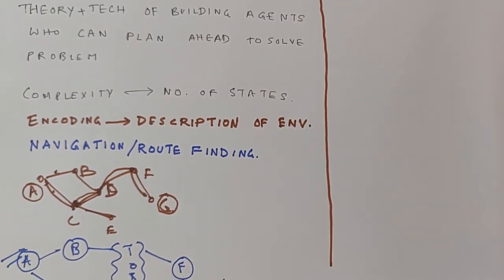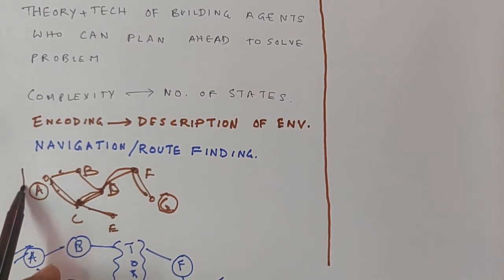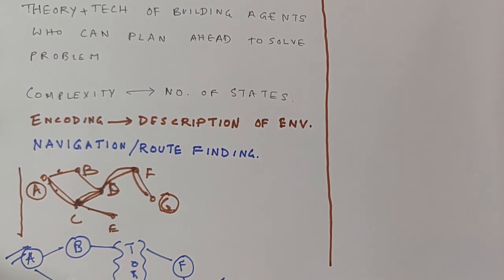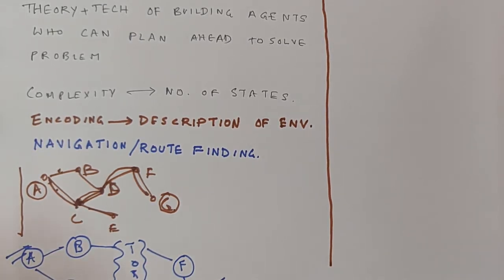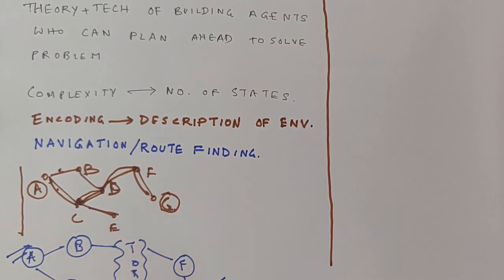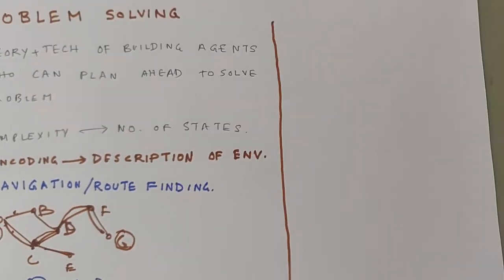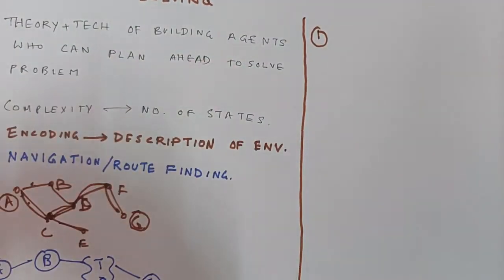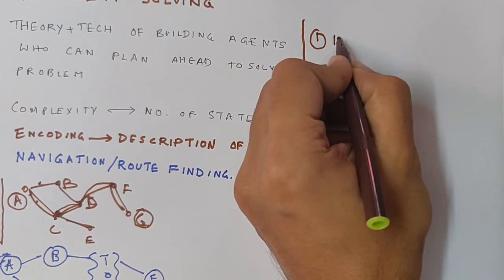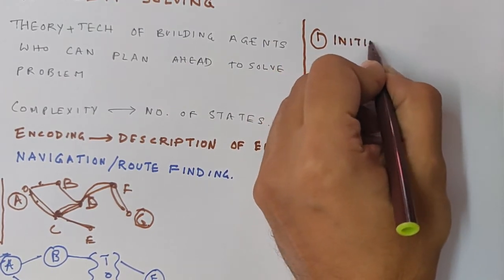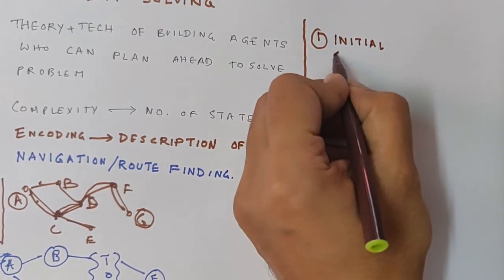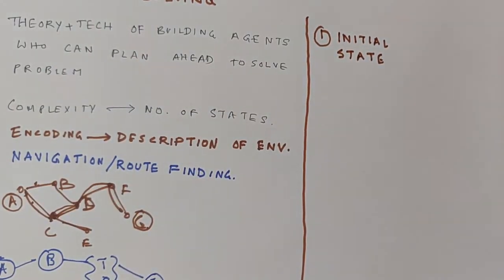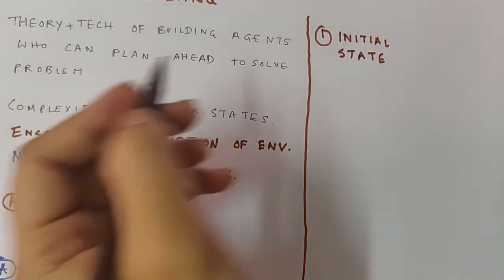So if I want to pose this route finding problem to my intelligent agent, what should I tell my intelligent agent? The first thing is from where to start. That is the initial state, the first component of a problem.